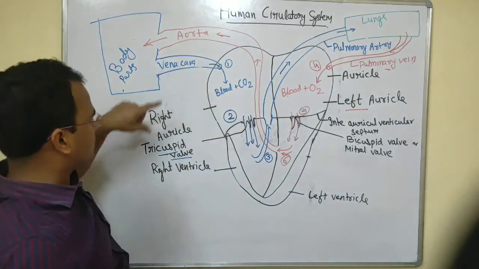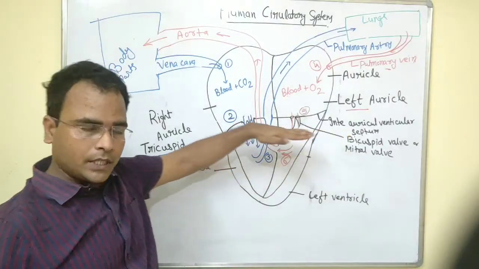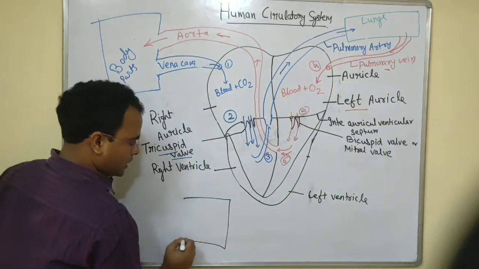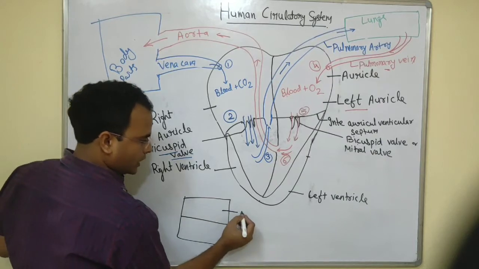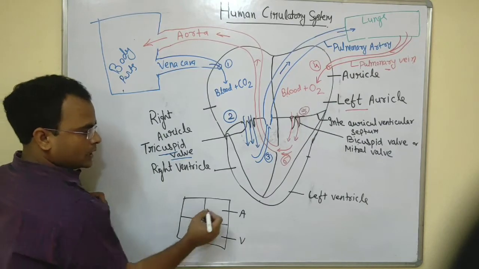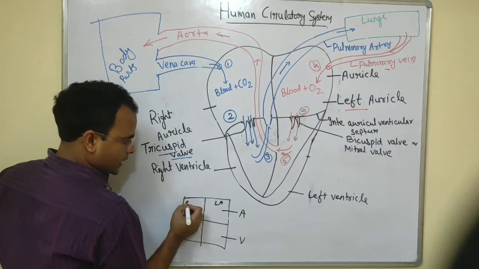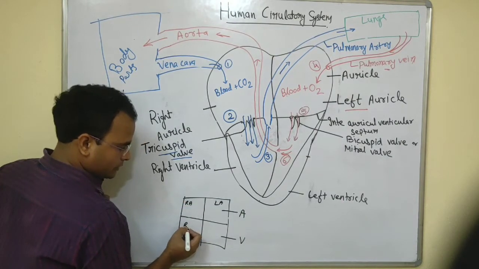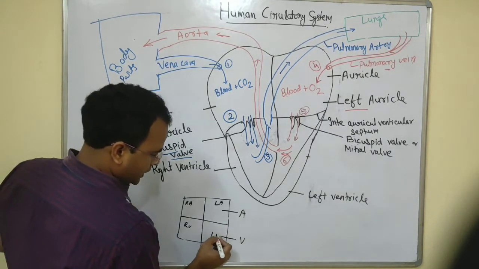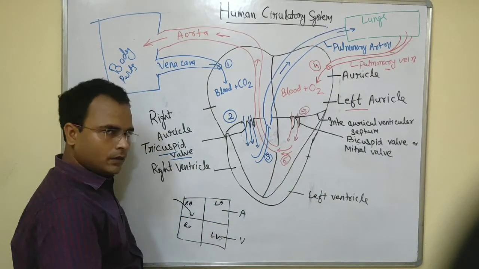The first division is the horizontal division. The heart is divided into two parts. Suppose this is the heart. The first division, the upper one, is the auricle. The lower one is the ventricle. Now again the vertical division happens. So this is the right and the left auricle. This one is the right ventricle, and this is the left ventricle. Right.